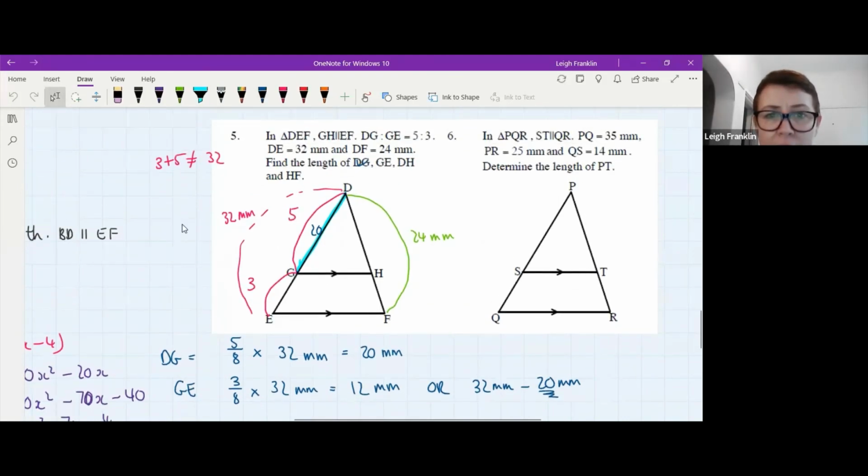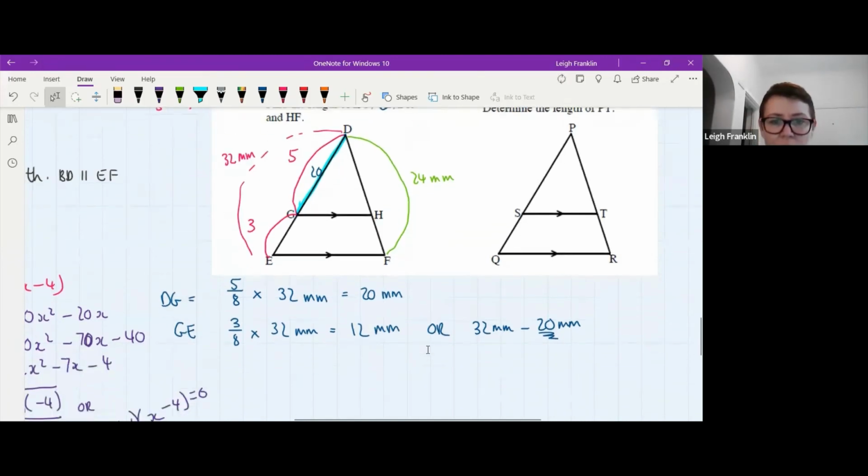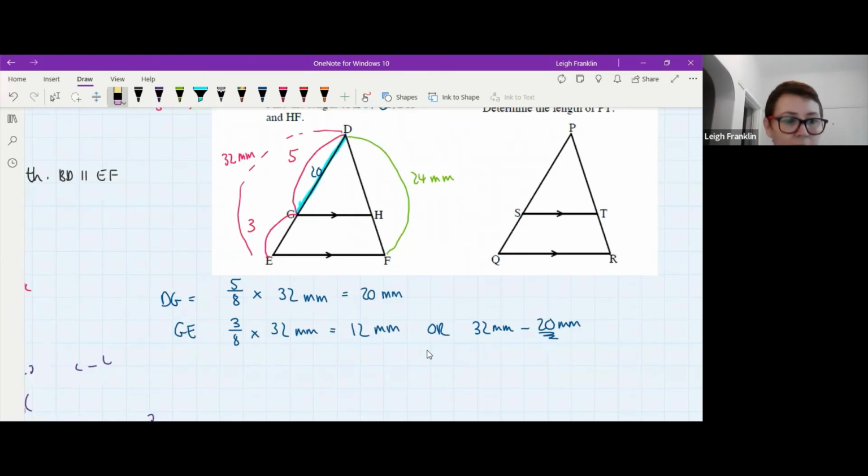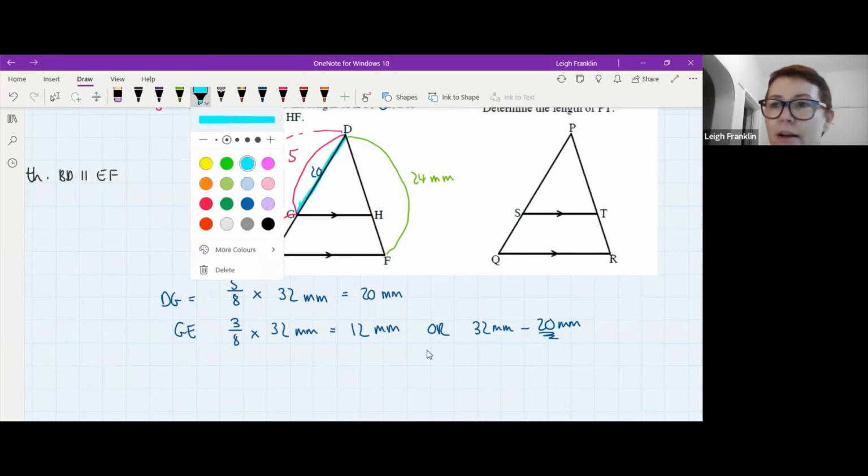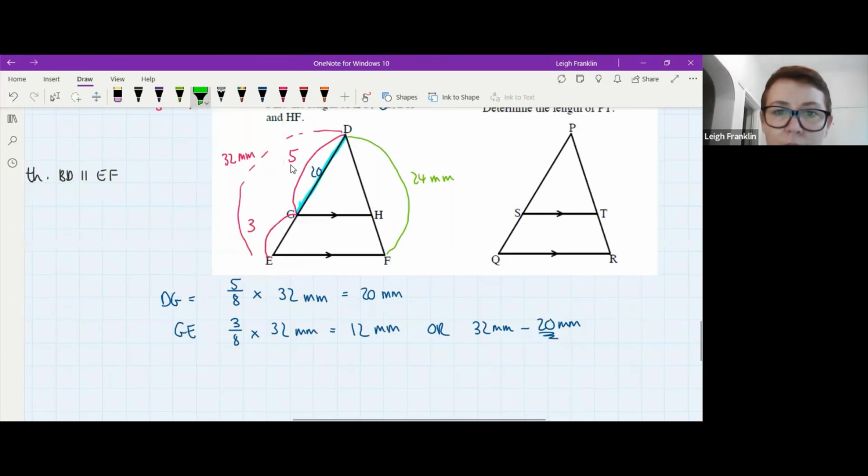Okay, now we've got to work out DH, Matrix. How are we going to work out what DH is? Anyone got any ideas? That's this side over here. Should I highlight it? Yes, ma'am, can you say DG over what? DG over DE is equal to DH over DF, and then use proportionality.